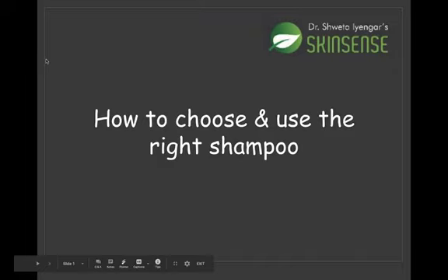Shampoo is something that people ask a lot of questions about, and of course all of us are using shampoos to cleanse our hair, and those with dandruff need to use anti-dandruff shampoos. So I think that's the absolute basic and we all know about it.